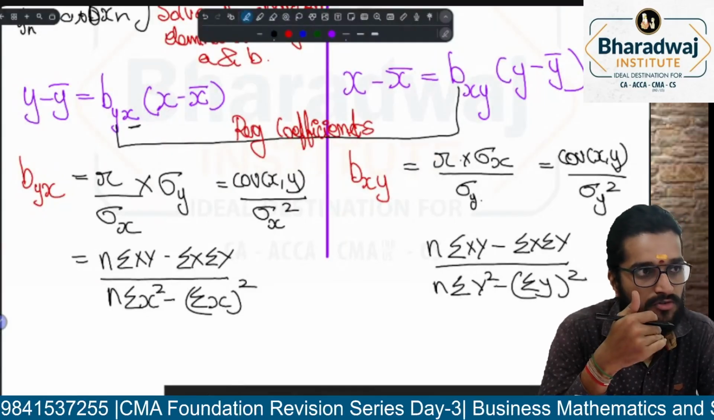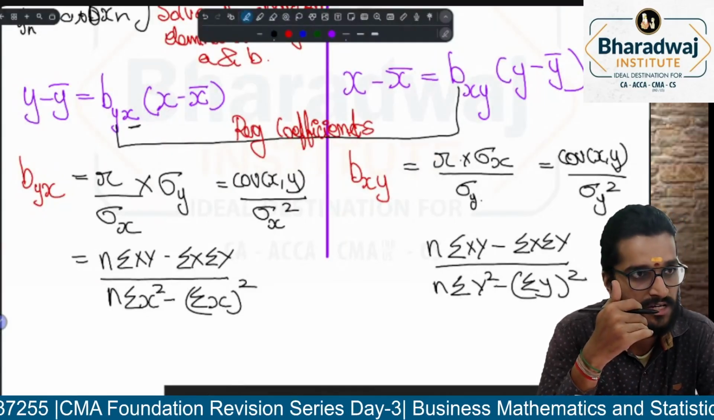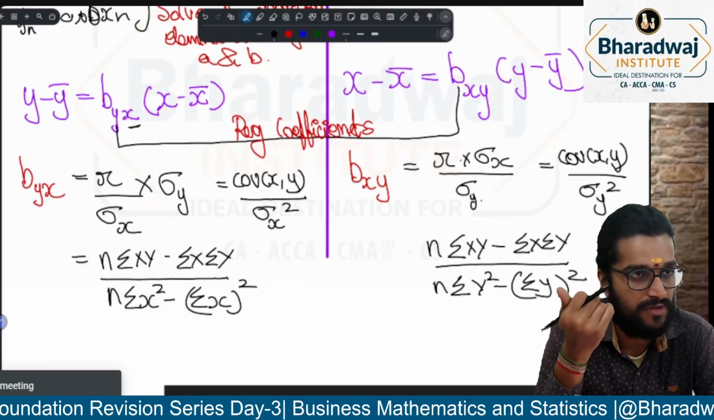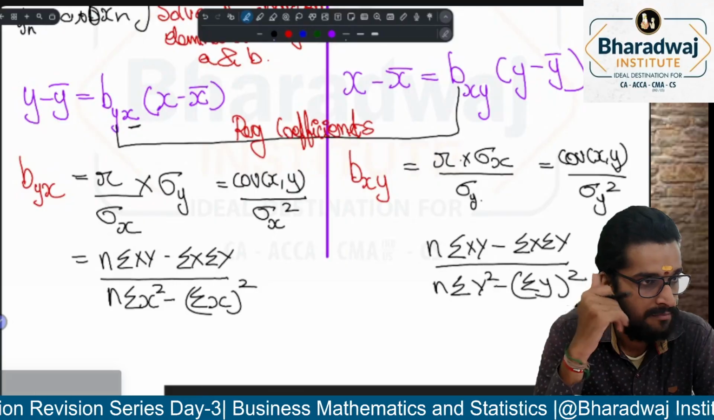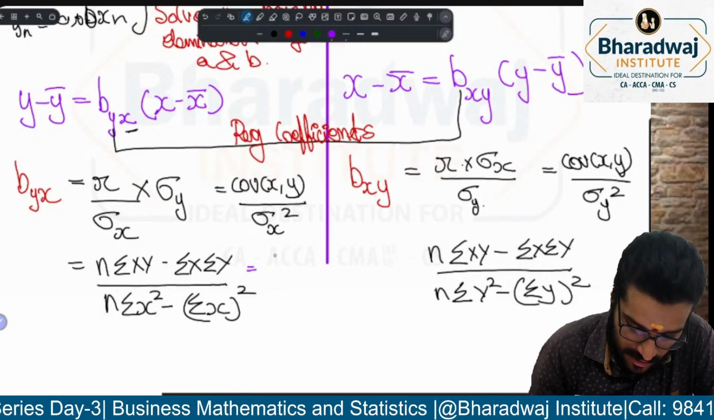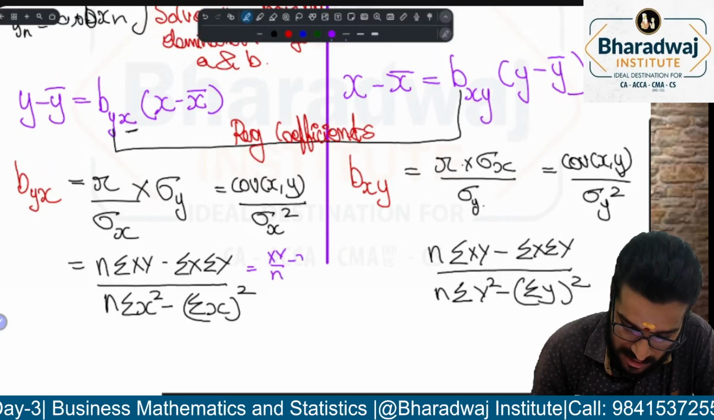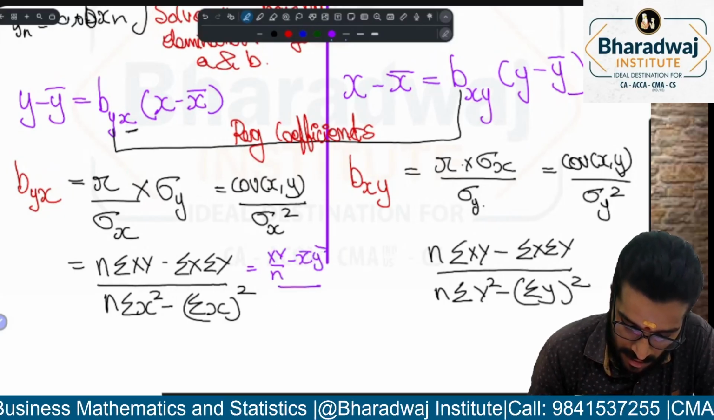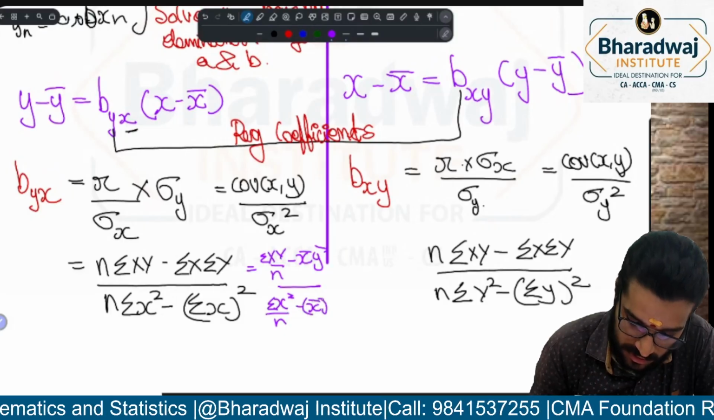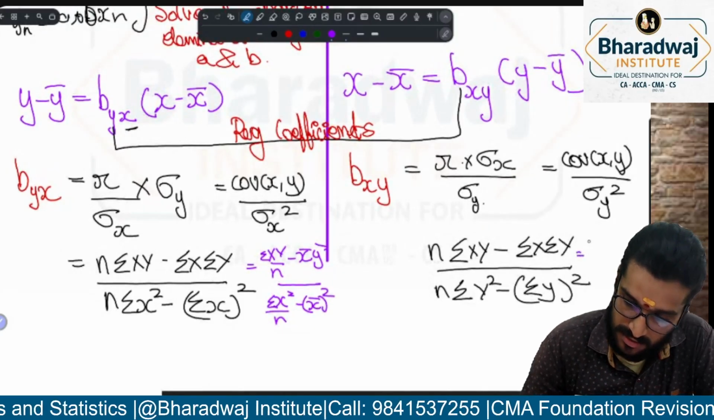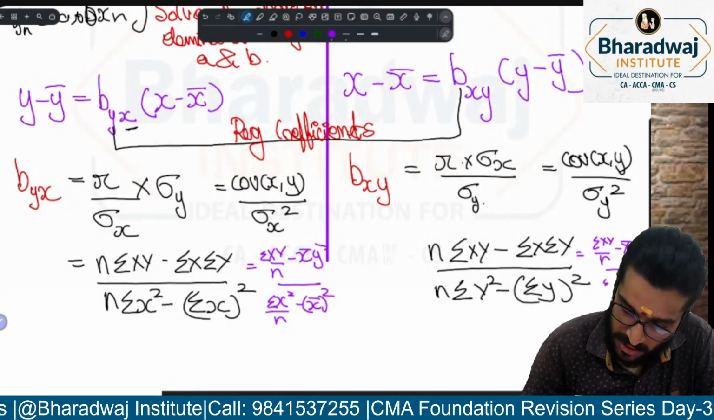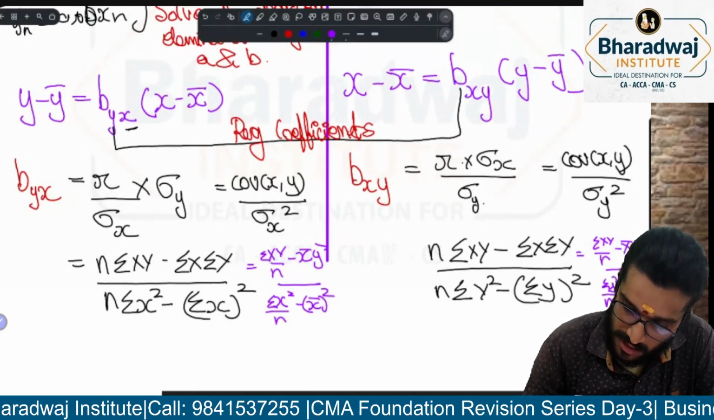Instead of the exact value summation xy, summation x, and summation y, if you are given the mean of each variable, the mean of the product and the mean of the squares, in such a situation it will be summation xy by n minus x bar y bar divided by summation x square by n minus x bar the whole square. Here it will be summation xy by n minus x bar y bar divided by summation y square by n minus y bar the whole square.